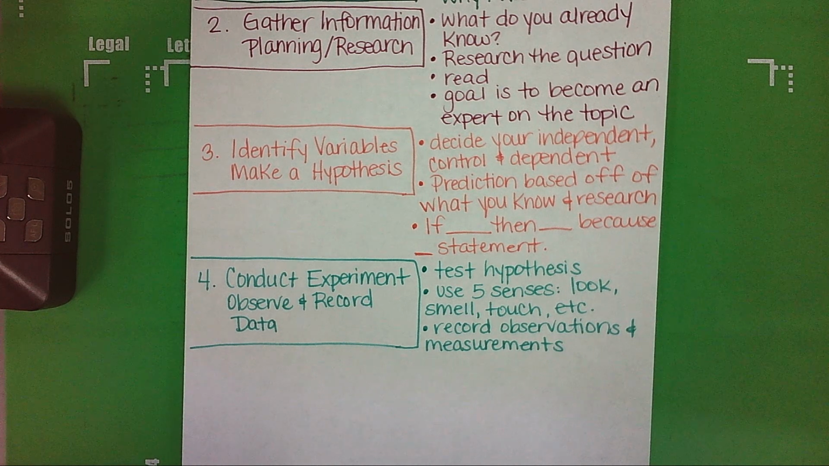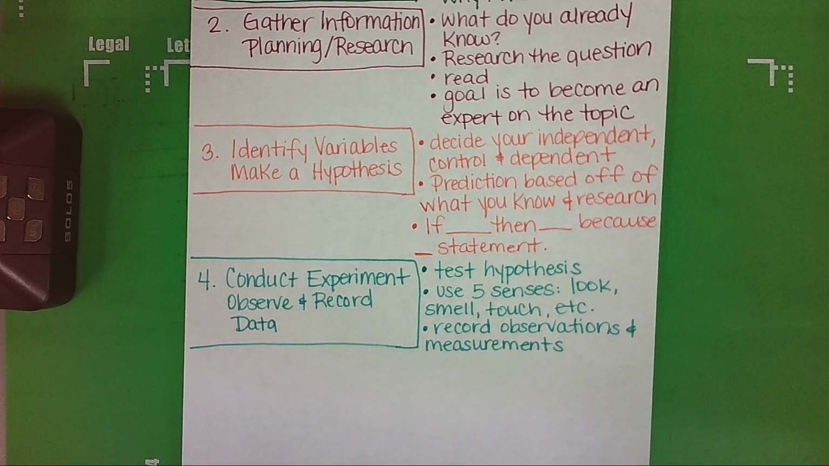As you're planning your experiment, before you do your experiment, you figure out what are those variables. What are you testing? What are you going to measure? And how are you going to know if there was a relationship between the two things? You're going to make a prediction, which is the hypothesis, based off of what you know and your research.